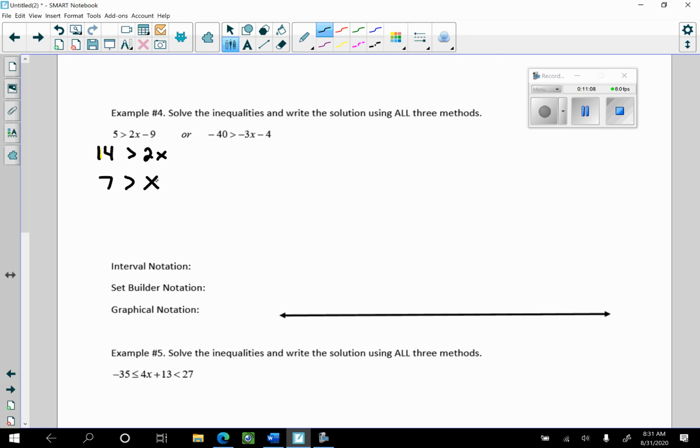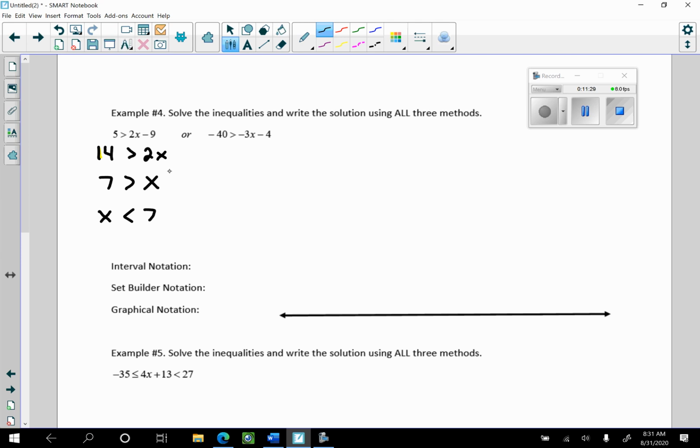And keep in mind, we can use the symmetric property and say, hey, you know what? That says that x is less than 7. Either of those are okay. I like my inequality symbols to open to the right. Okay, so let's do this other guy.